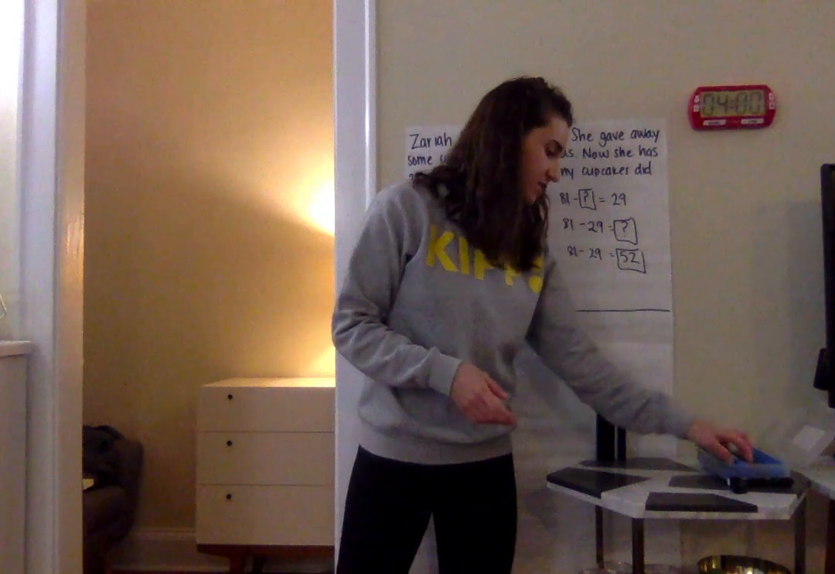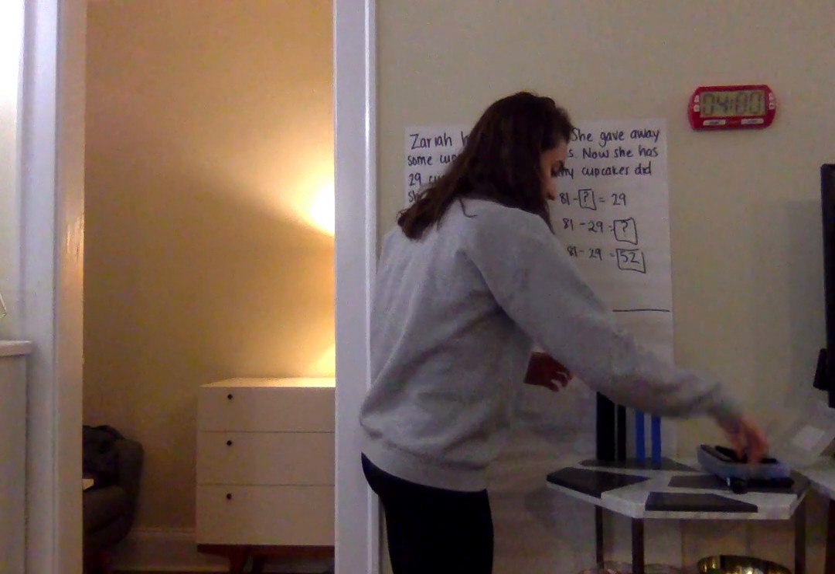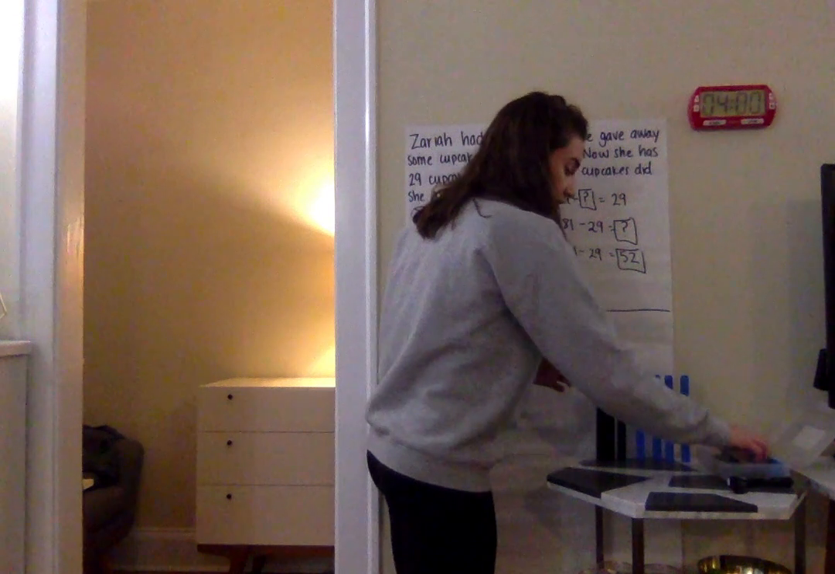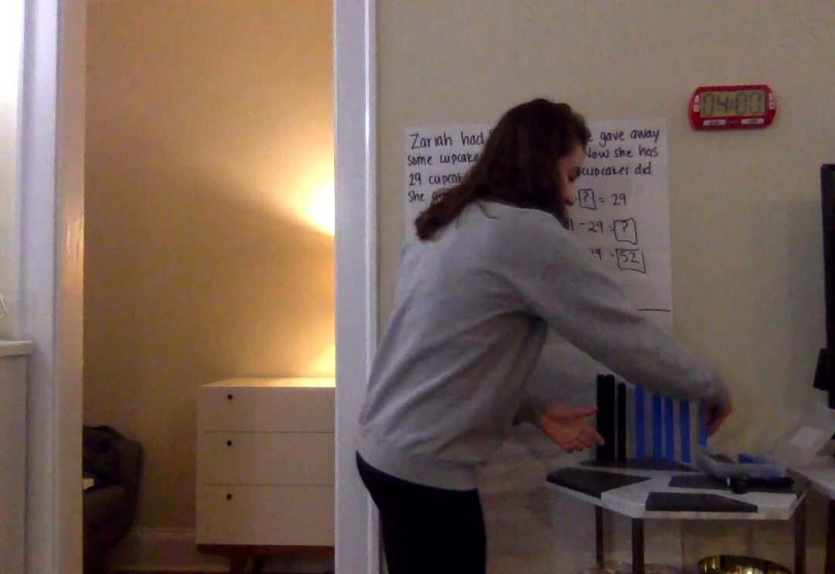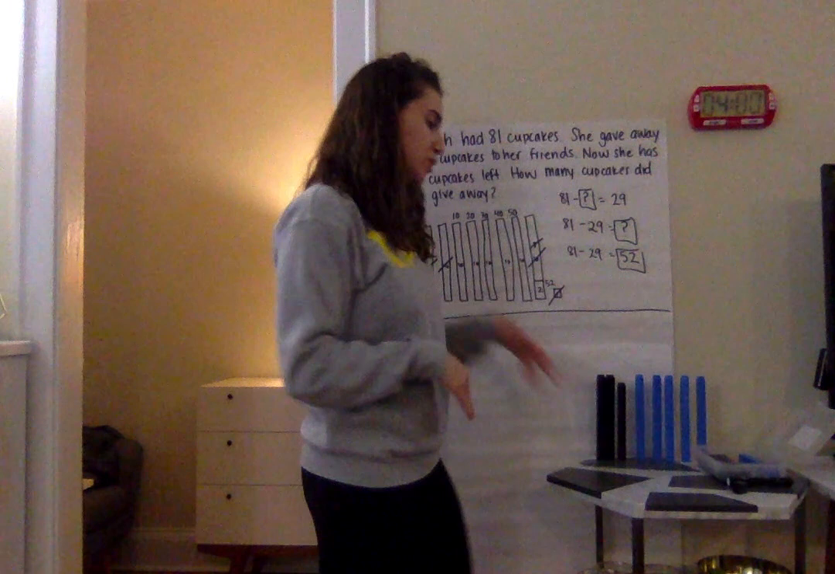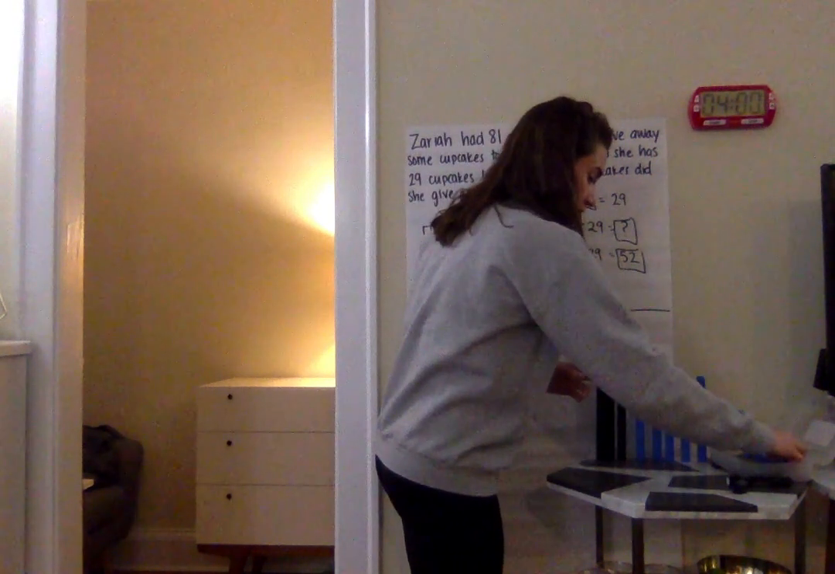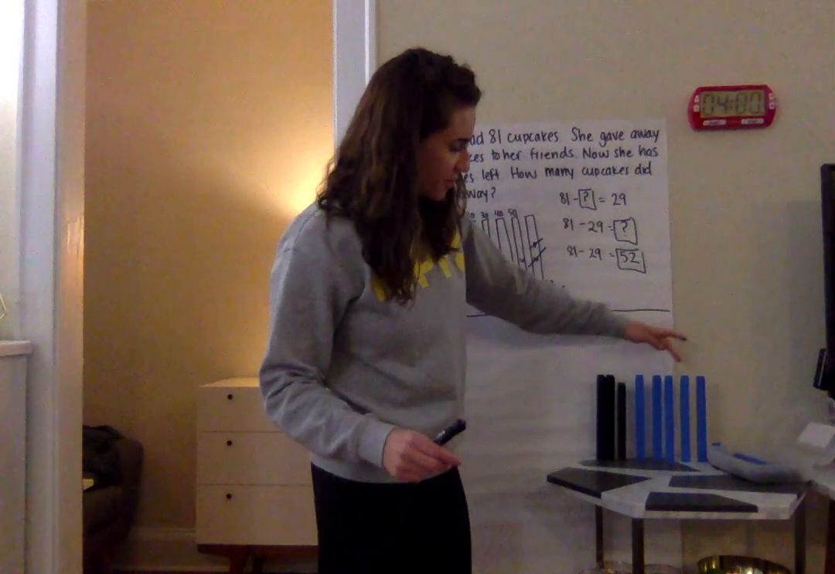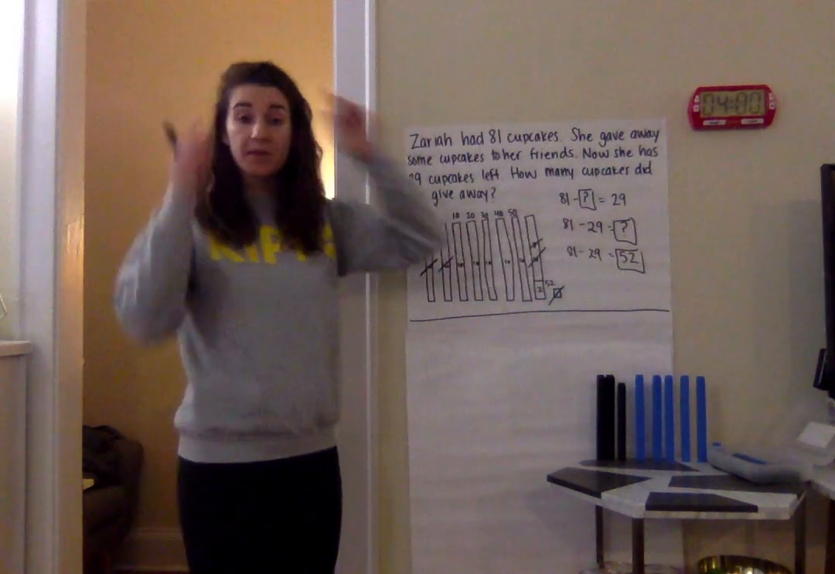So I have 29, 39, 49, 59, 69, 79, 89. Nope, too many. Can't do that. So I'm going to count on by 1. So 79, 80, 81. So I added 10, 20, 30, 40, 50, 51, 52. And that makes sense because that matches with what we got up here.